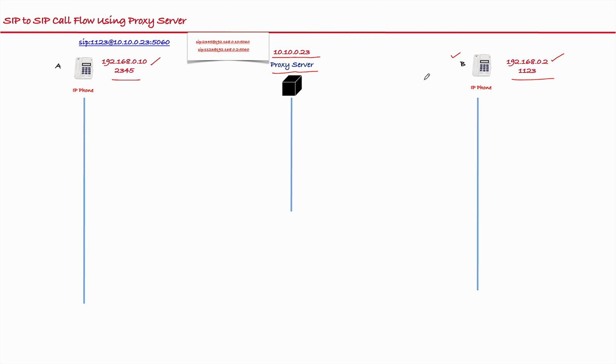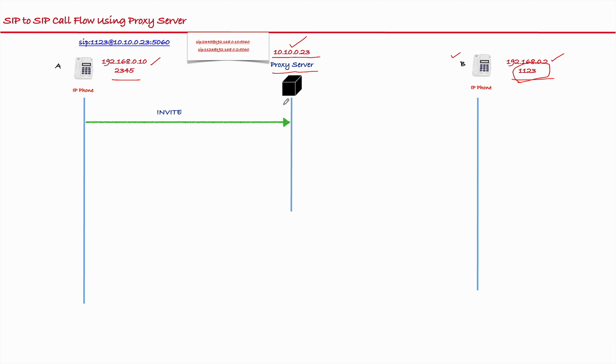Now, A dials the B party. So the dialing pattern to B is the number, which is 1123, the B party number, and the IP address, which is 10.10.0.23. So after dialing the number, A sends an INVITE request to the proxy server.